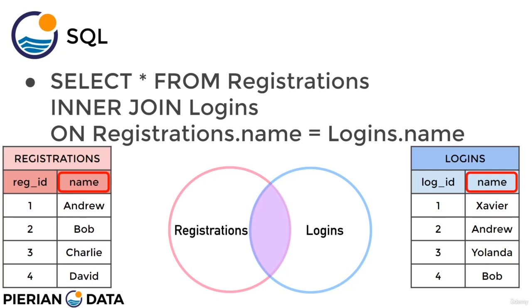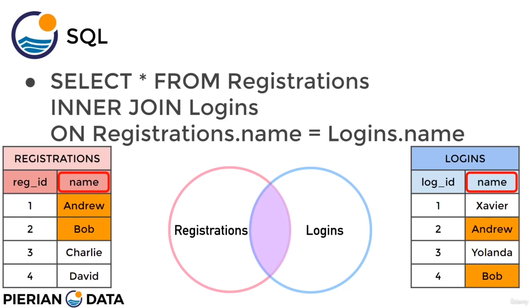And keep in mind, you could swap any of these orders around because it's an inner join, it's symmetrical. It doesn't really matter if we're saying select from registrations inner join on logins, or select from logins inner join on registrations. And you can also swap around that on equals sign to be something like on logins.name equals registrations.name. Okay, so here we're just generally showing the syntax, and we're looking at that name column.